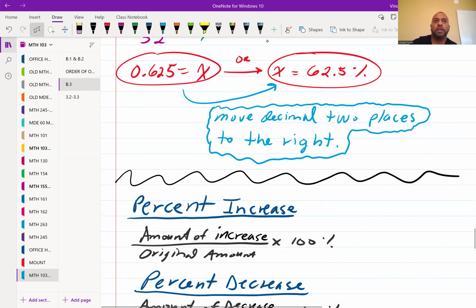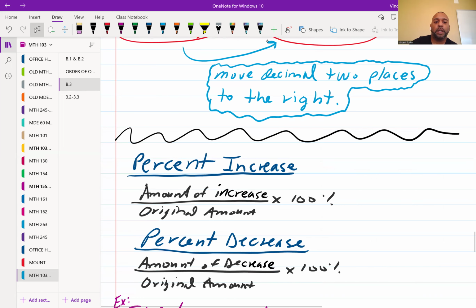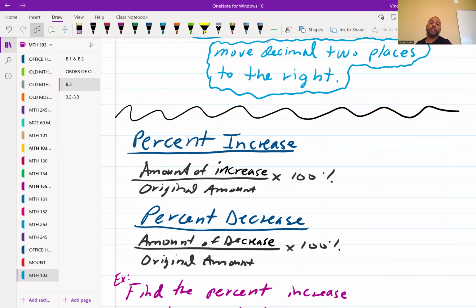So the last concept for today, we look at percent increase and percent decrease. You find both of them pretty much the same way. First, if you're trying to find a percent increase, you find the amount of increase divided by the original amount, then multiply times 100%. To find a percent decrease, you find the amount of decrease divided by the original amount, and then multiply that by 100%.